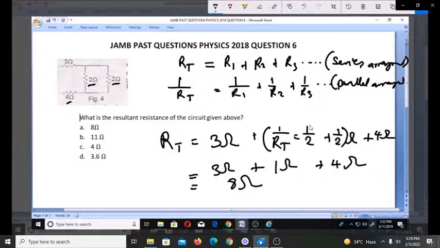Very, very simple. You can also do it one by one by just finding this and this. This and these are in parallel. So you can have 1 over 2 plus 1 over 2, which is 1. Inverse of 1 is still 1. So that you will now have 3 ohms plus 1 ohm, because this and this is 1. Then plus 4 ohm, which will still give you 8 ohms. So the right answer here is 8 ohms.